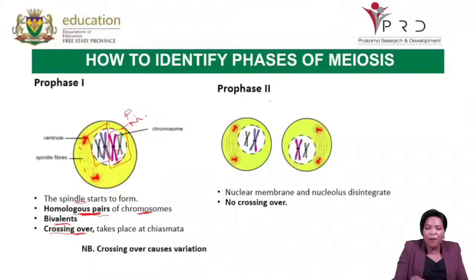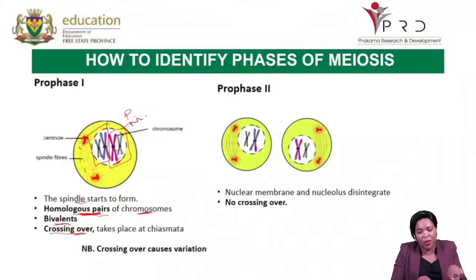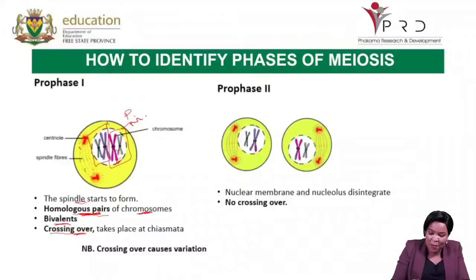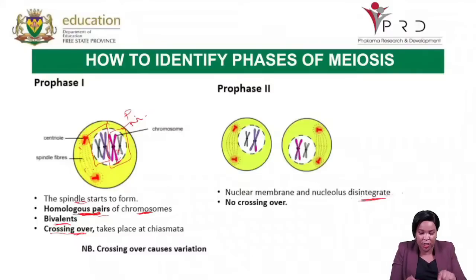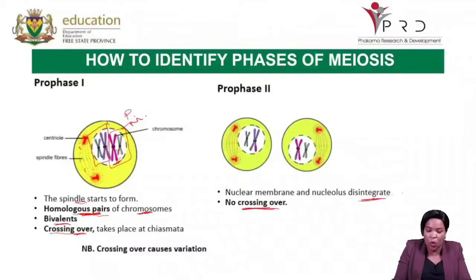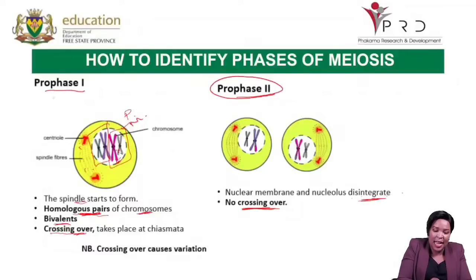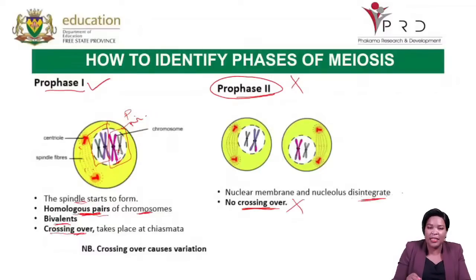Then prophase 2, how do you know now? Okay, that happened in prophase 1, but in prophase 2, what is different? In prophase 2, the nuclear membrane and the nucleolus disintegrate. So once you see that disintegration, then you know that is prophase 2. Remember, prophase 2 is going to happen after the division of the first meiotic division. So this will be the first phase that starts the second meiotic division. Here, there is no crossing over. No crossing over at prophase 2. Crossing over only happens at prophase 1. But at prophase 2, no crossing over. You must just remember that.